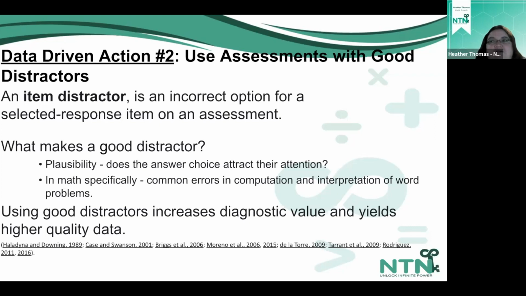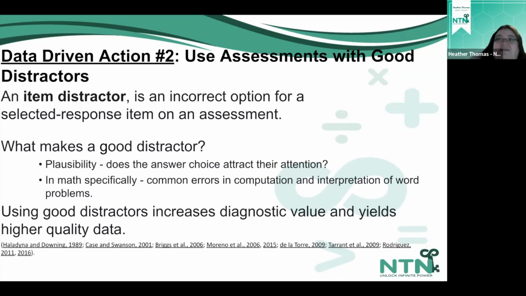In order to get them to do this, it really needs to be a common error that they may make in computation, or if it's more of a word problem centered assessment item, we want to think about how students may misinterpret information in the word problem. And when we play into these common errors and the misinterpretation of word problems, it really increases the diagnostic value and gives us a much higher quality of data that can help us inform instruction.